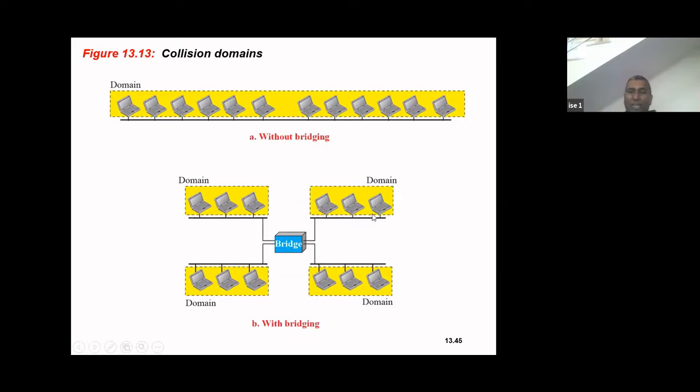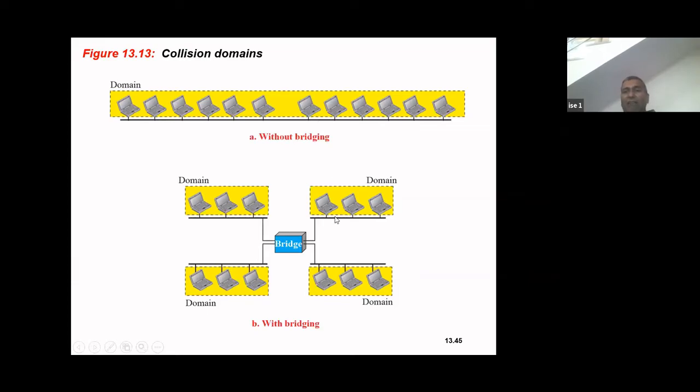And the collision domain is highly reduced here. In the earlier scenario, this topology itself is one complete collision domain. But here, if a collision occurs over here, these three domains remain unaffected. You got the idea. In the earlier case, if a collision occurs anywhere in this bridge, all the systems will have to stop sending the data.